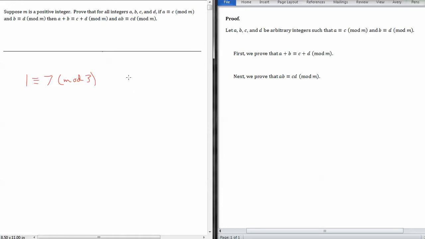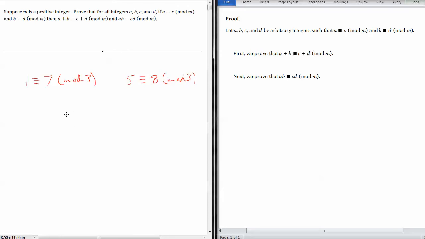Okay, another example would be 5 congruent to 8 mod 3. So that can be my b congruent to d mod m. And again, the difference of these is certainly divisible by 3. They also have the same remainder under division by 3. They both have a remainder of 2. All right, so we start out with those two, and basically what this says is that we can add these equivalences or we can multiply them, and it's still true.